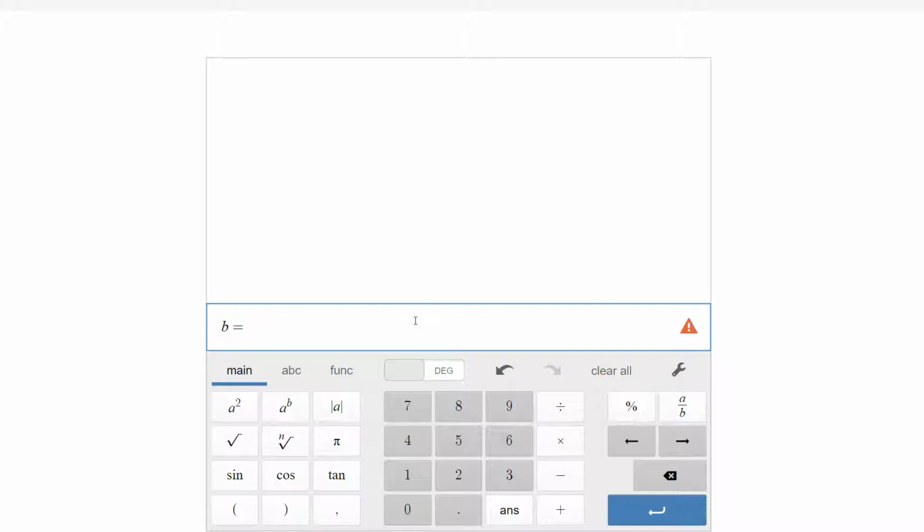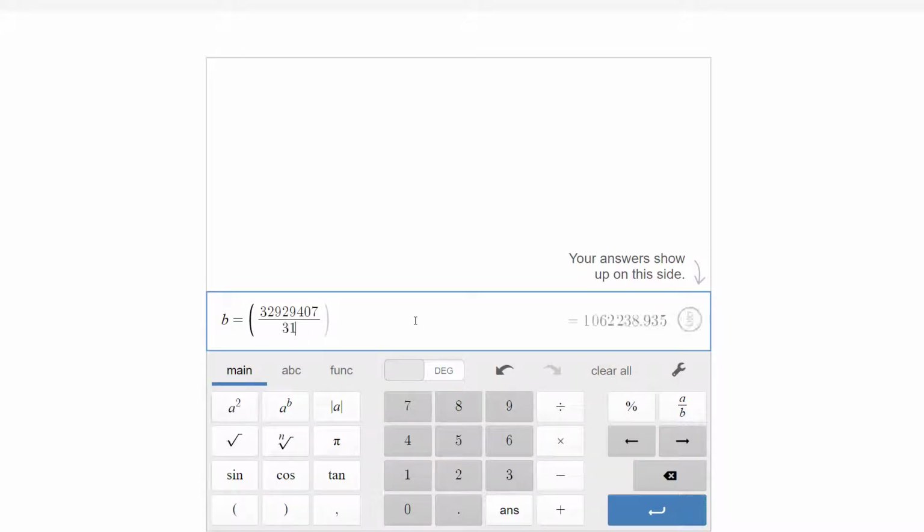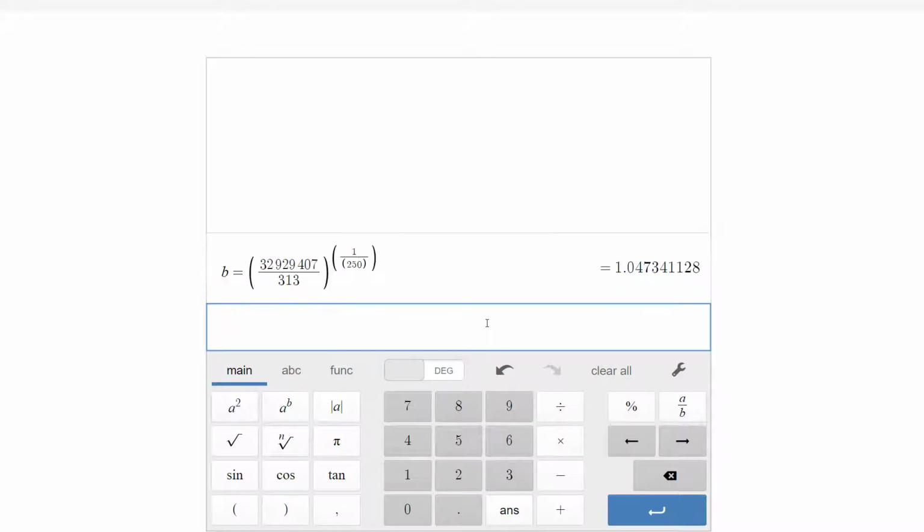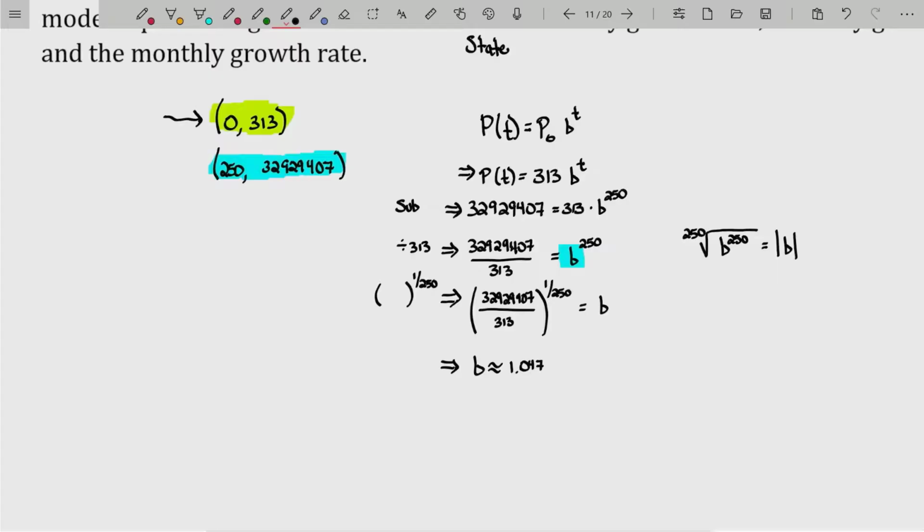B is going to equal the quantity 32,929,407 divided by 313, and that's raised to the, I'll start a parenthesis, 1 over 250th power. And now you can see it's got a nice expansion there. We are going to go ahead and use that in a little bit. All right, so I'll hit enter to save that. Now that we have that done, let's go back to the other page.